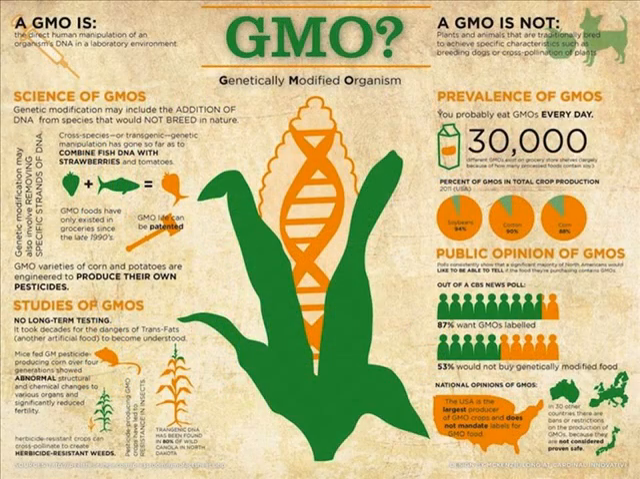This last slide is just summing up GMOs. On the top, it talks about what GMOs are and what GMOs are not. The couple sections I want you to look at, though, are starting on the right. Let's look at prevalence of GMOs. Most of what you eat has probably been genetically modified in some way. There are currently over 30,000 GMO products on grocery store shelves.